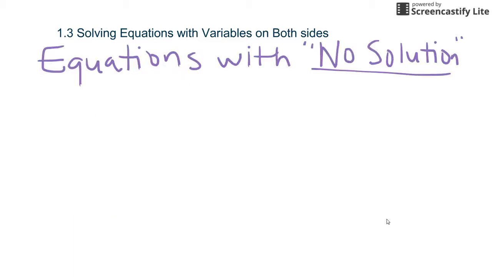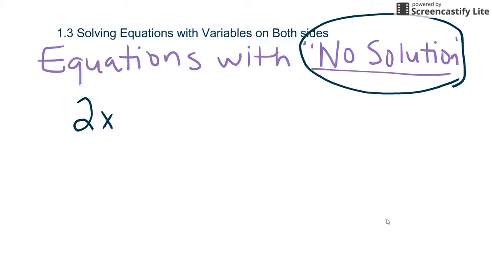So sometimes in algebra, when we have variables on both sides, we end up with something called a no solution. And it basically just means we go to solve it and you can't get an answer. There is no possible answer. So an example might be something like 2x plus 8 equals 2x minus 10.